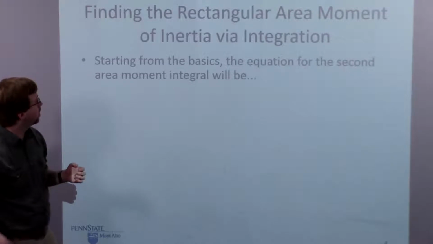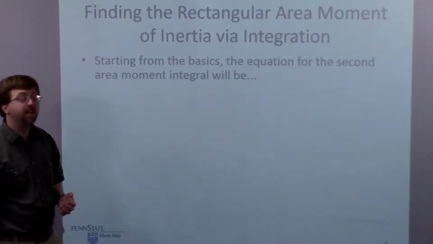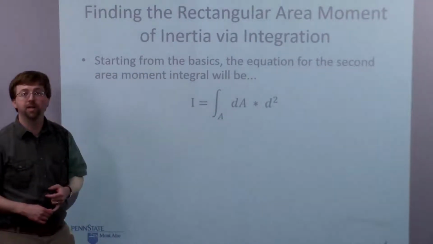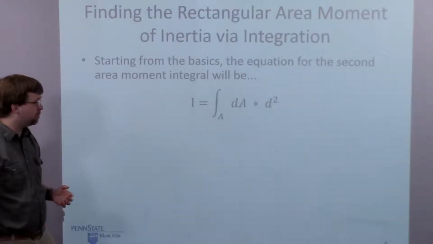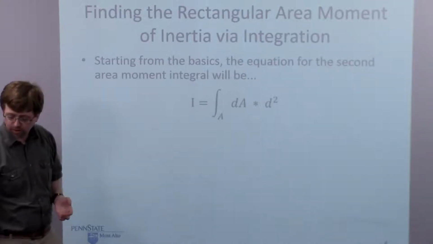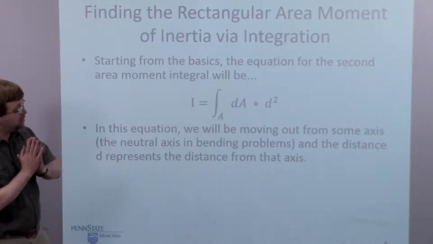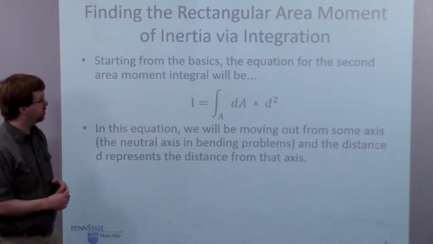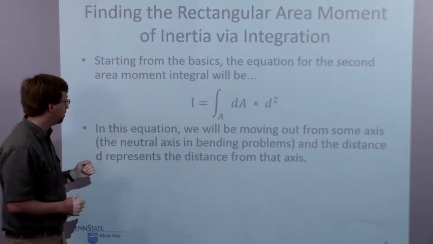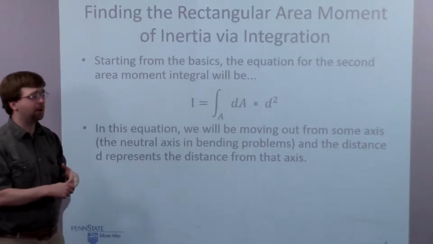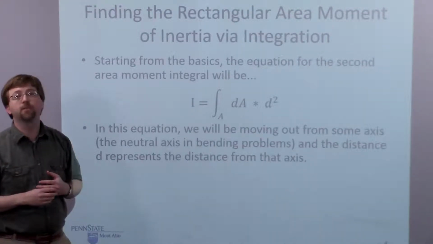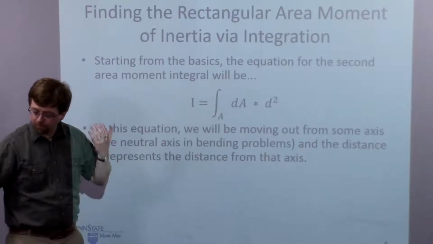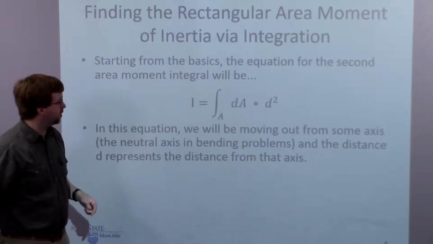All right, so starting from the basic equation for a second moment integral, we're going to be integrating over the area, this d squared term here. All right, so we need to be able to relate this and plug in some actual numbers. So in this equation we're moving out from some axis. That could be the x-axis or the y-axis. It really could be any other axis in between, but usually we're just going to deal with horizontal and vertical axes here. And the distance represents some point's distance from that axis. So it could be further up, further down, it could be further to the left or right. We just need to be able to measure that distance value there.